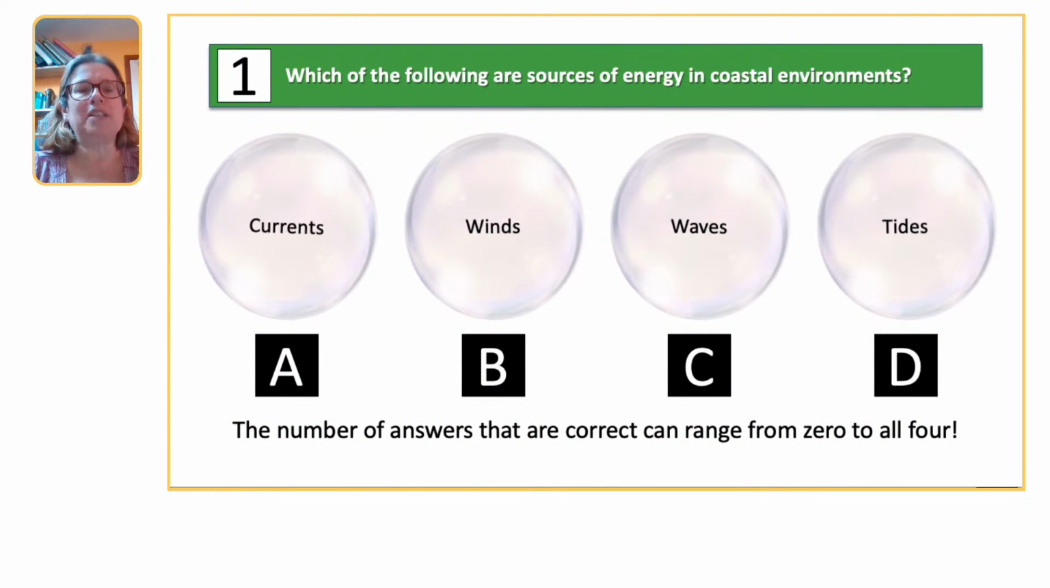Right. Okay. So, which of the following are sources of energy in a coastal environment? So, we've got currents, winds, waves, and tides. So, you could pop down the number that you think are correct. And then, if you want to, you could also pop down which letters you think are correct. So, let's see the answers.